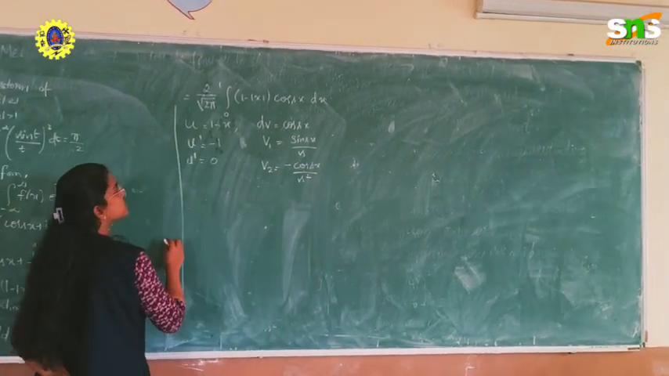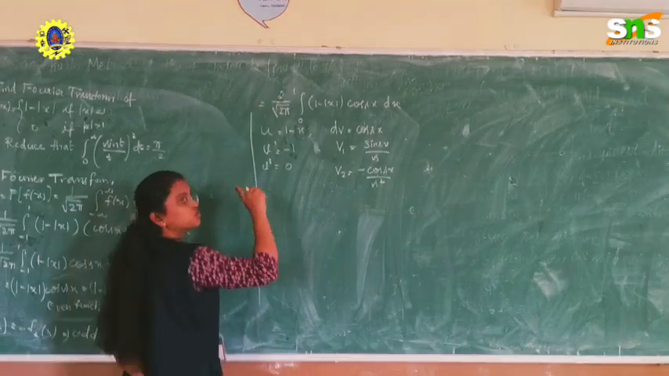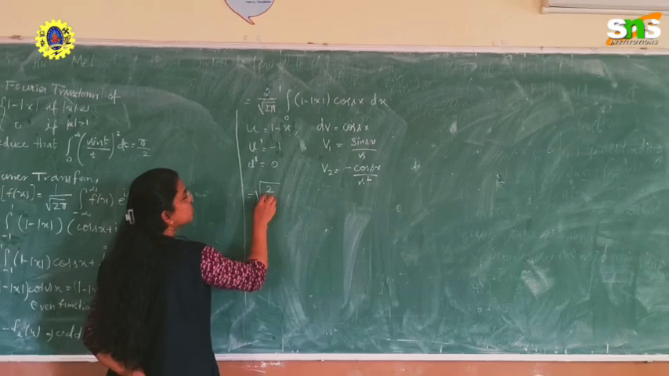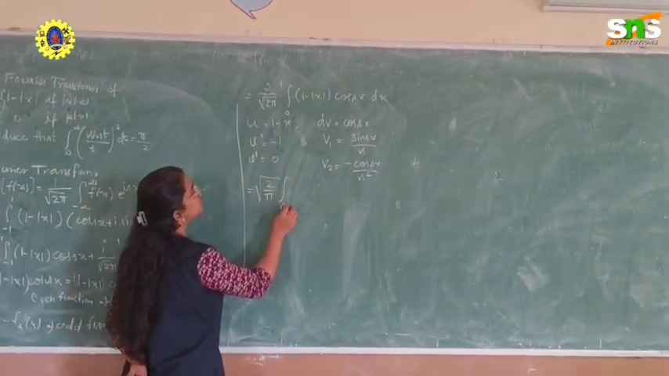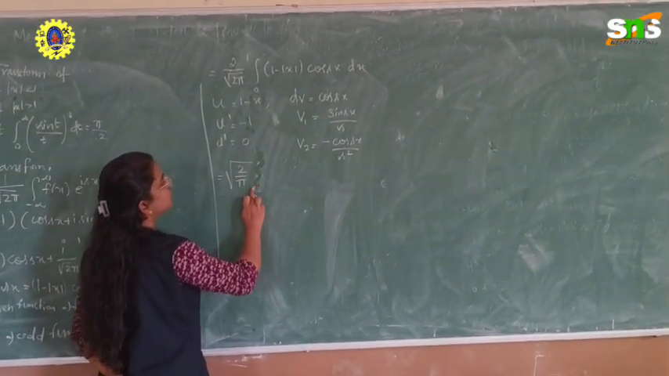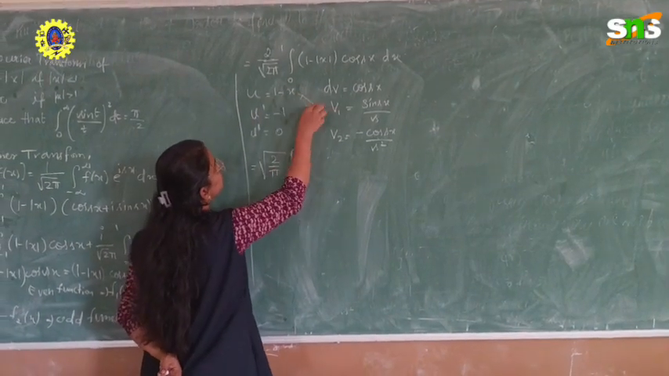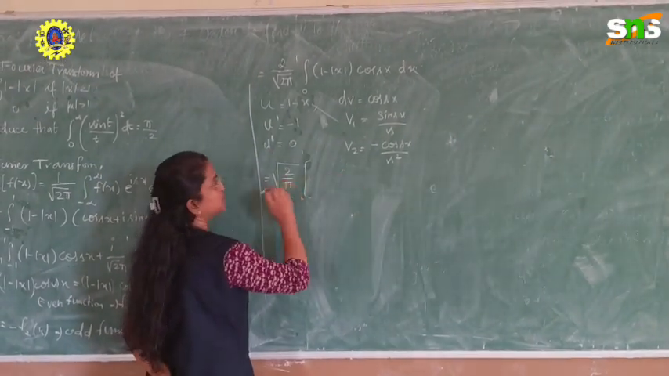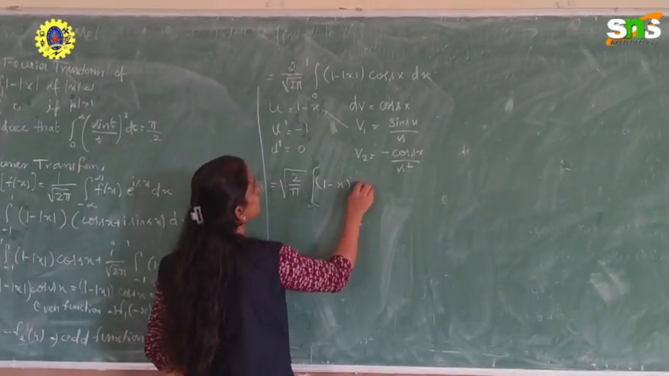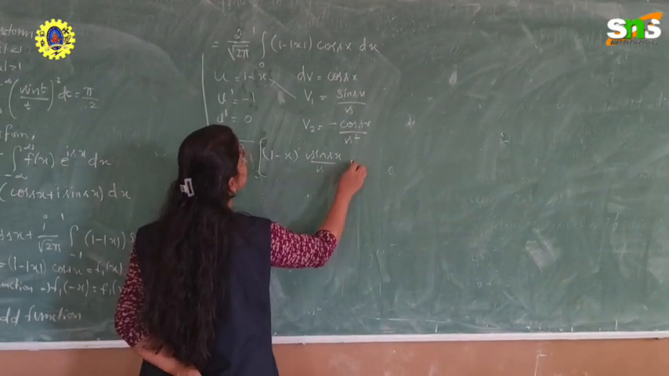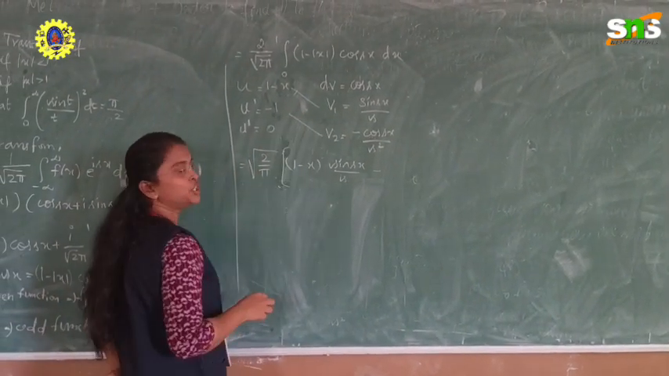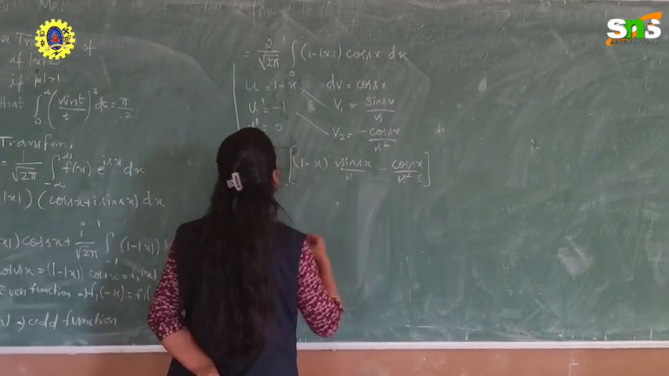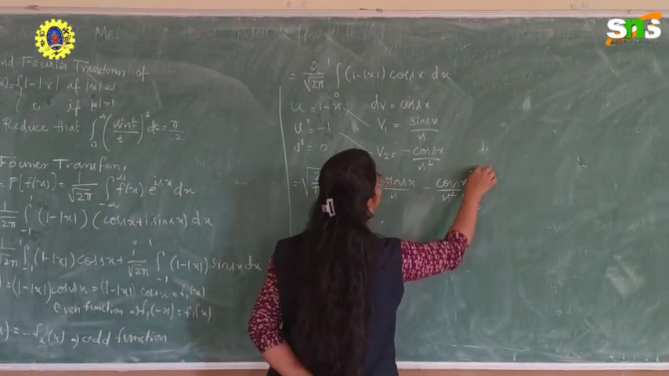divided by s square. I'm writing this 2 as root 2 into root 2, and cancelling root 2 by root 2, so I'll get root 2 by root pi, integral 0 to 1. Sorry, root 2 divided by root pi. You have to multiply this with u v1 minus u dash v2 plus u double dash v3. So now (1 minus x) sin s x divided by s minus u dash into v2, right? Minus into minus is plus, so cos s x divided by s square. The limit is 0 to 1.